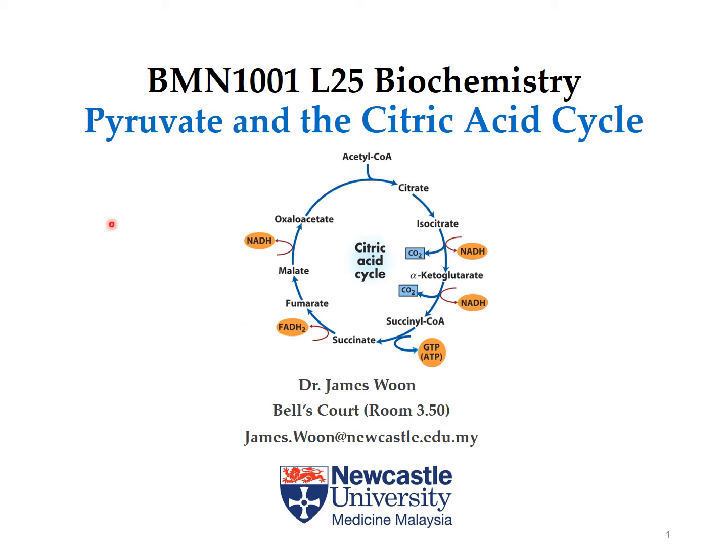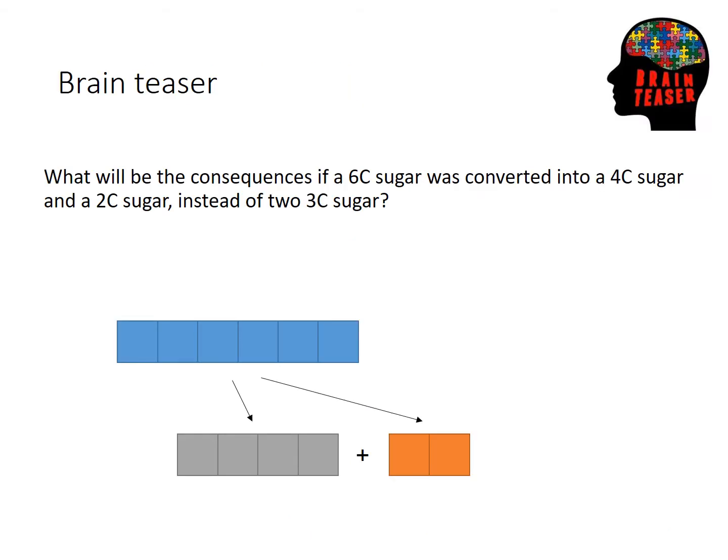For information, the citric acid cycle is also known as the Krebs cycle or the TCA cycle, which stands for tricarboxylic acid cycle. Okay, here is a brain teaser from our last lecture.